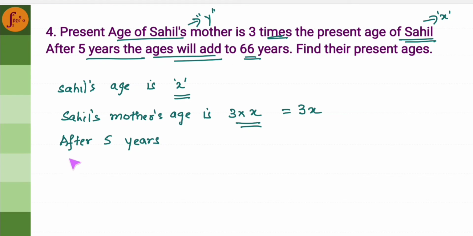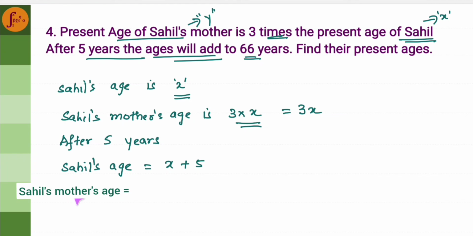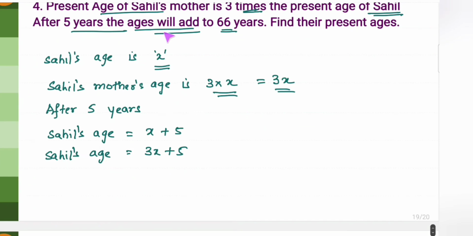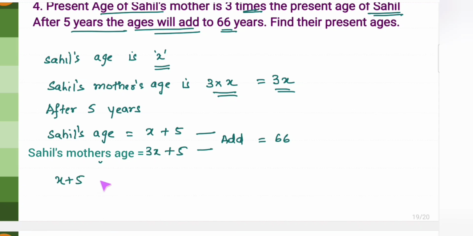Now, after 5 years, what will be Sahil's age? It's going to be X plus 5 years. What will Sahil's mother's age be after 5 years? It is 3X plus 5 years. There is another clue given here. When you add both of these ages, it's going to be 66. That is, you have to add this and this. That is X plus 5 plus 3X plus 5 is equal to 66.